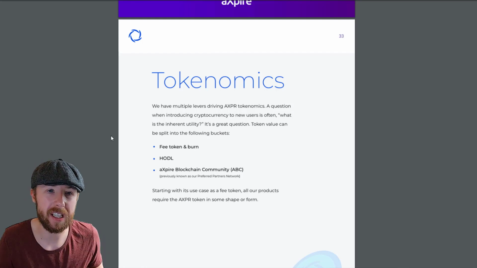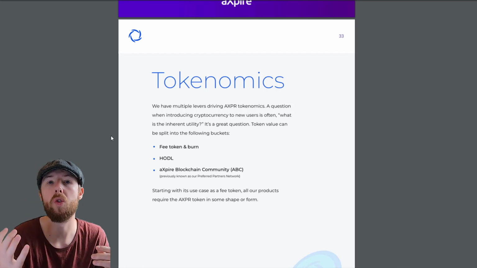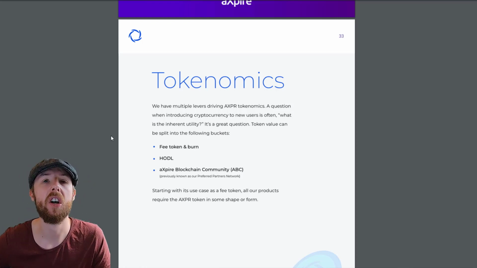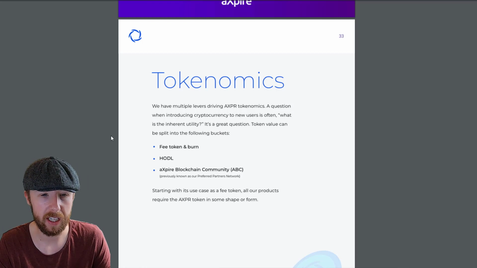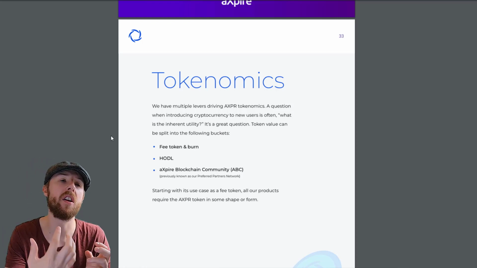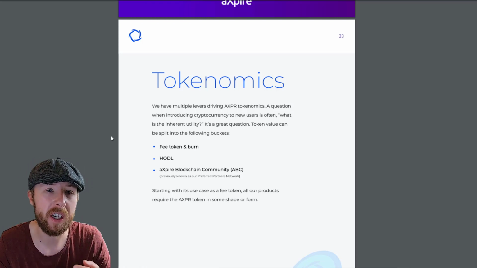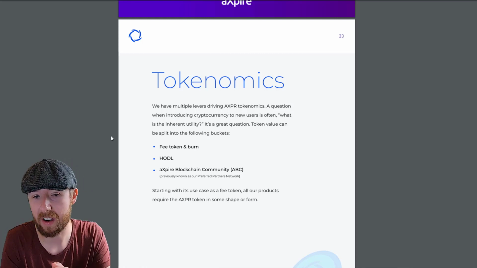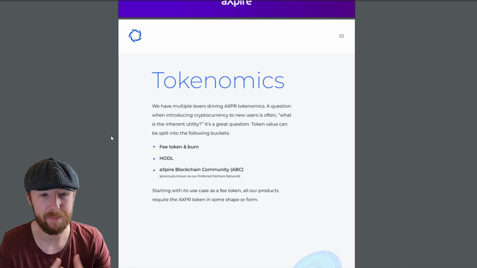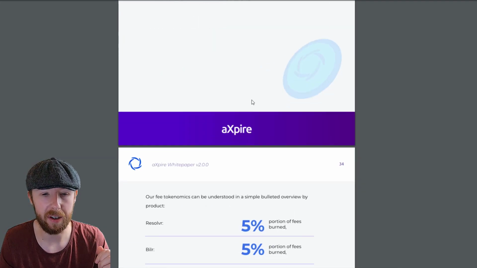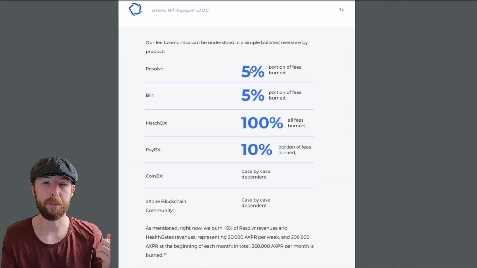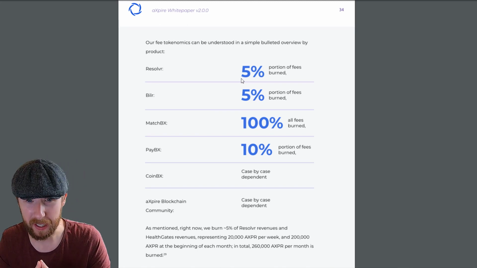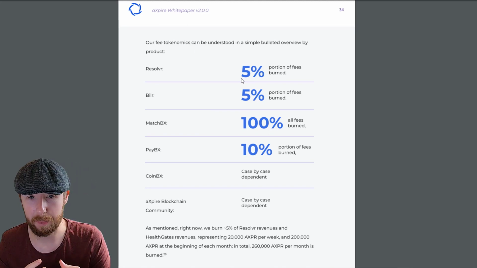The more people that use Axpire and know Axpire, the more tokens will be burned, and the fewer tokens will be there longer term, which is good for supply control. They've got a HODL program where you can put it into an incentivized platform and get more Axpire for holding it for a longer time. And they've obviously got the Axpire blockchain community, the ABC. Now, if I just scroll down a little bit here, this is pretty simple. Resolvr, 5% of your fees burn, essentially, which is pretty cool. You've got the second product, again, 5%.